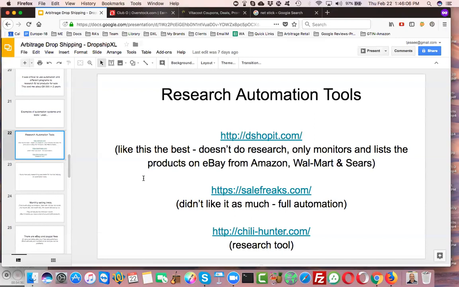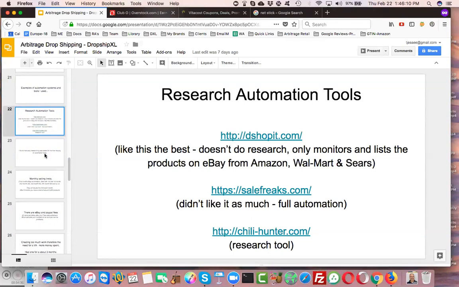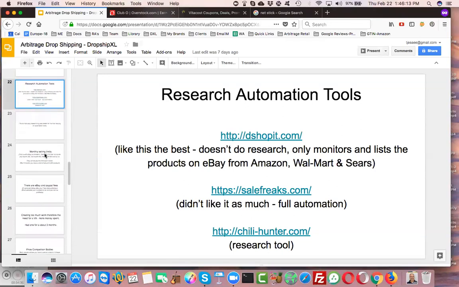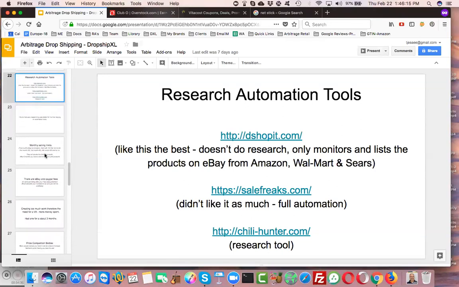Right. And you can also do the same thing in bulk. But when you do it in bulk, your quality goes down. The other ones are like SellFreaks. They will automate everything. You will only need to put in a search that you do on Amazon, and they will import everything. The only thing you need to do is give them the profit percentage you want, and that's it.